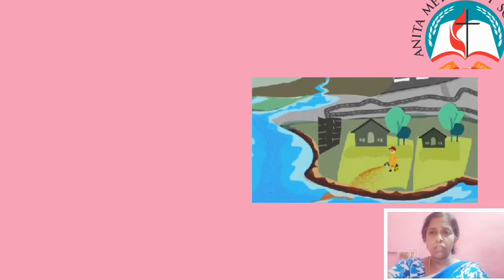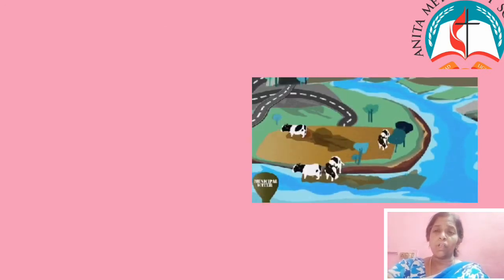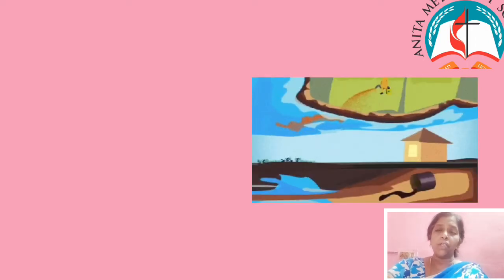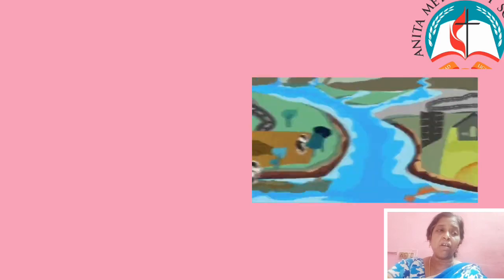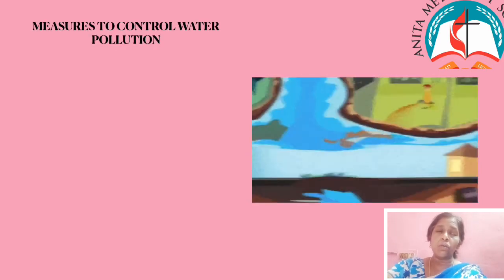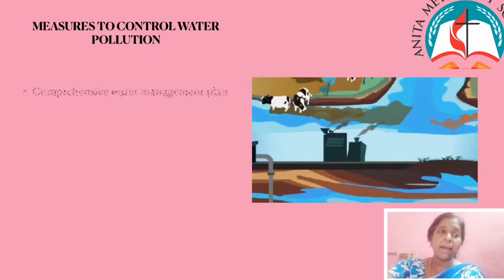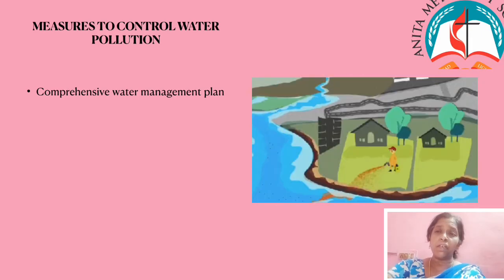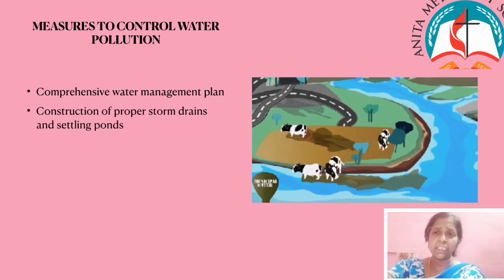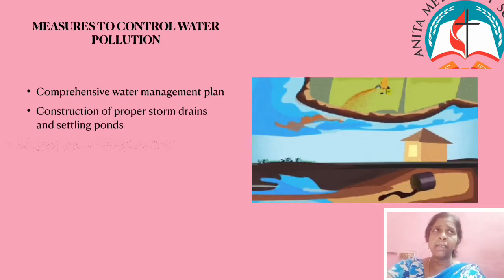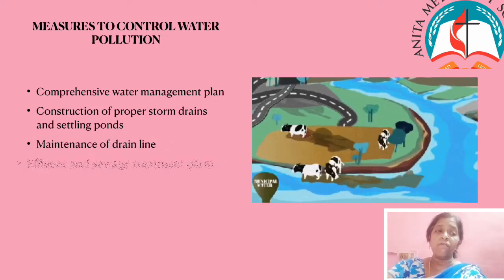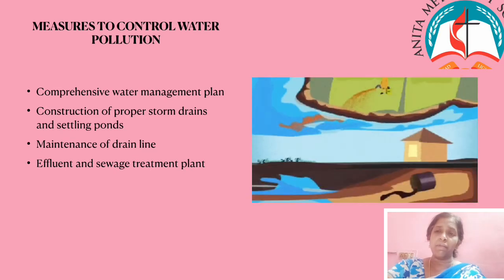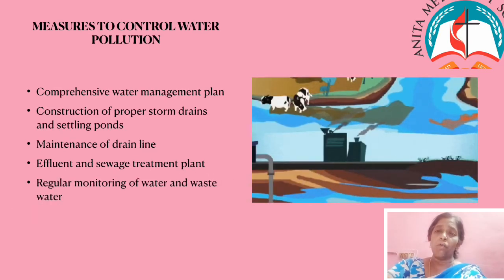So to control this water pollution, certain measures are taken. They are water management plan, settling ponds, maintenance of drain line, sewage treatment plant, and the regular monitoring of water and the wastewater, and action towards illegal dumping of waste into water bodies. These are the measures taken to control water pollution.